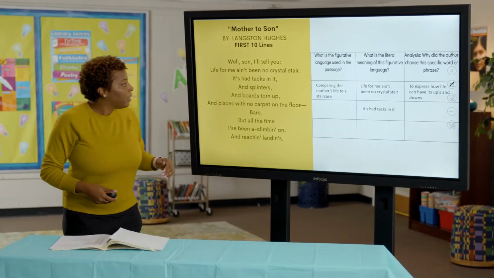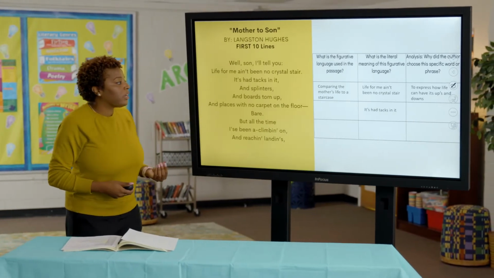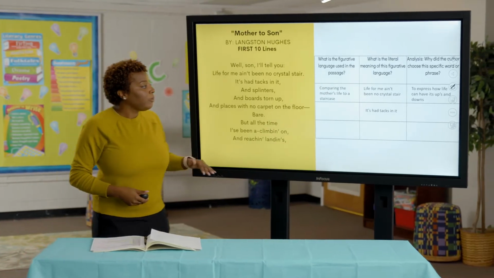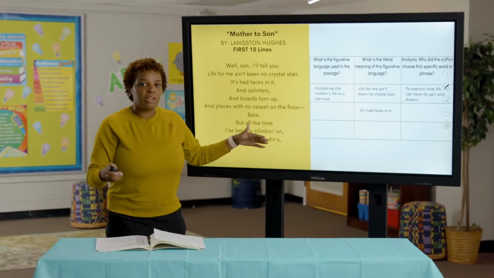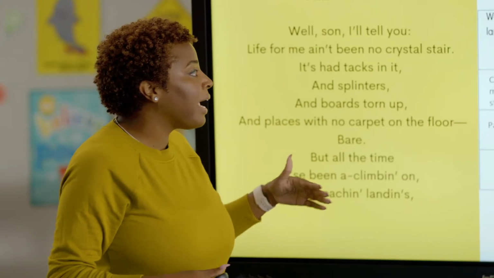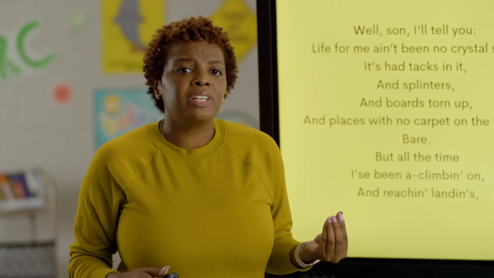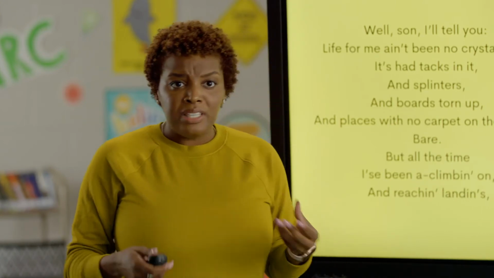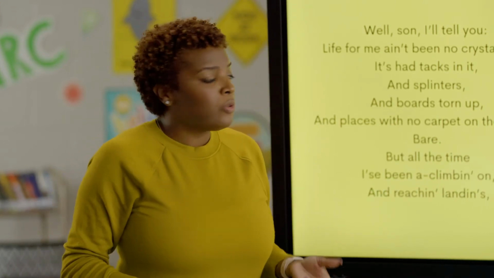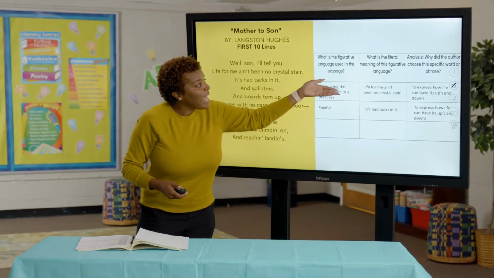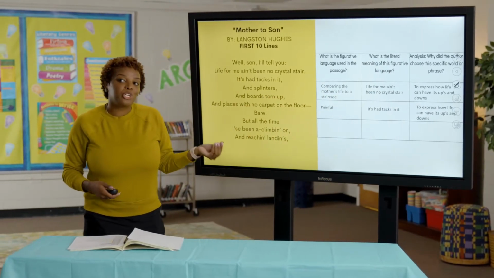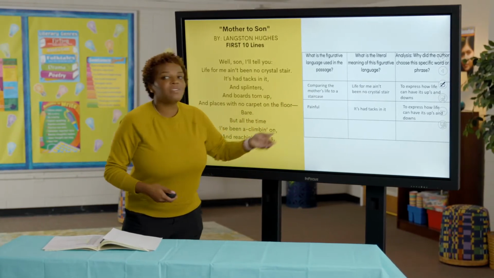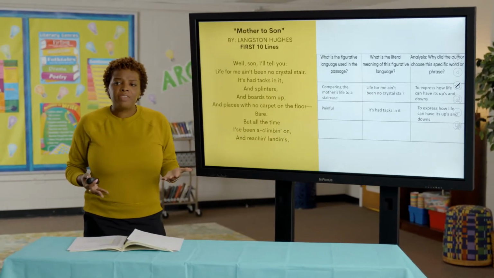Another example of some figurative language that's used here, it says, "it's had its tacks in it." So I know that here, the author is using a metaphor to tell me figuratively that life is painful. I don't know if you've ever stepped on a thumbtack or anything sharp, but it's painful. So my analysis here, why did the author choose this particular word or phrase? Again, it's to express how life can have its ups and downs, and sometimes life can be very painful.